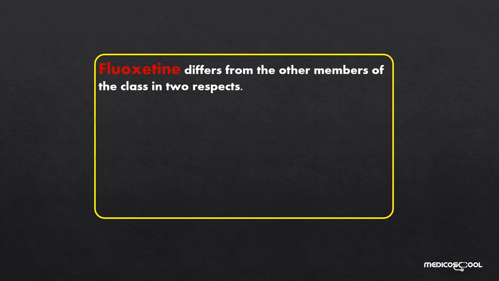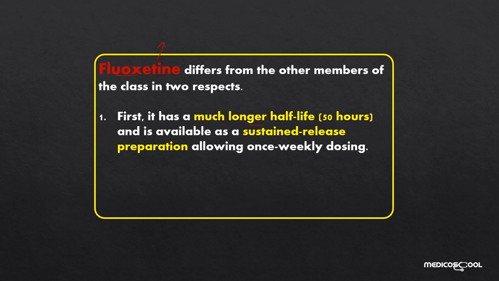Now let's talk about the important features of fluoxetine which make it different from the other members of its class. The first one is that it has a much longer half-life of about 50 hours, in contrast to the other members, which have a half-life of about 16 to 36 hours. And the second point is that it is present as a sustained release preparation, which we give only once per week.